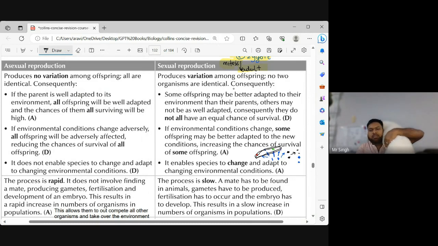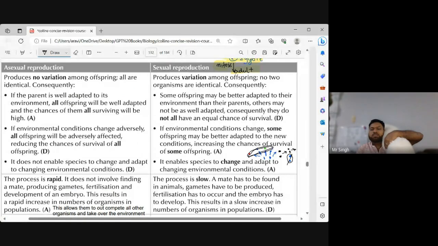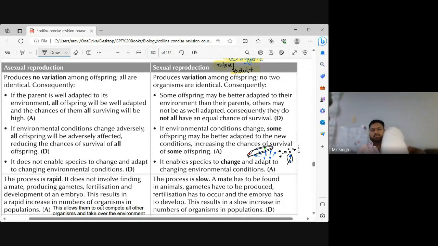So what does that mean? That means that the blue ones might be the ones to die off, right? The blue ones might be the ones to die off, and then eventually the population of that species might be more black organisms than anything else. Does that make sense, students?